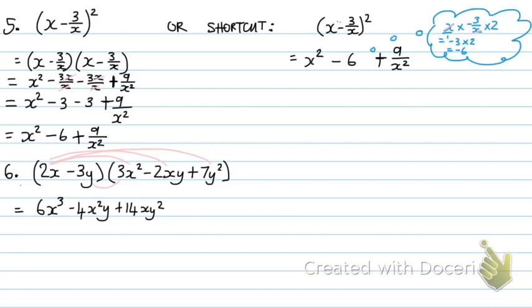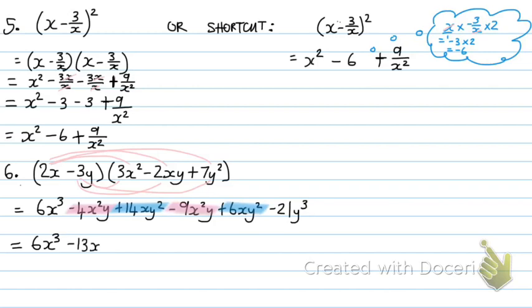Negative 3y times 3x squared is negative 9x squared y. Negative 3y times negative 2xy is positive 6xy squared. Negative 3y times 7y squared is negative 21y to the power 3. Then I find like terms, mark them with my highlighters, so it's 6x to the power 3. Then negative 4 minus another 9, the pink ones, will be negative 13x squared y. Then the blue ones, 14 plus 6 is plus 20xy squared, and negative 21y to the power 3.